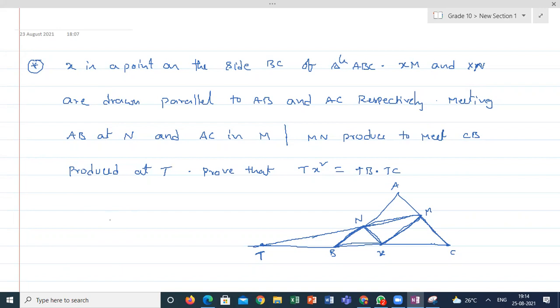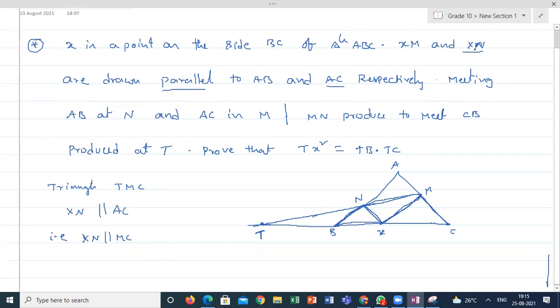Which triangle will be helpful to solve this question? I need Tx square, Sir, TMC. So triangle TMC. XN is parallel to AC, correct? See here, XN is parallel to AC, that is XN is parallel to MC, because MC is part of AC.